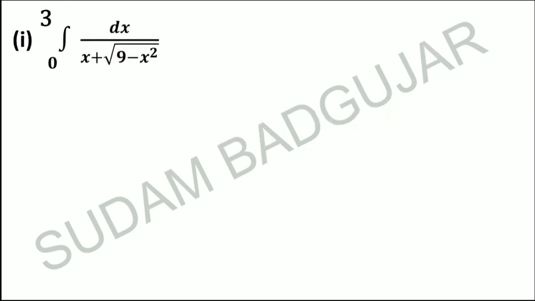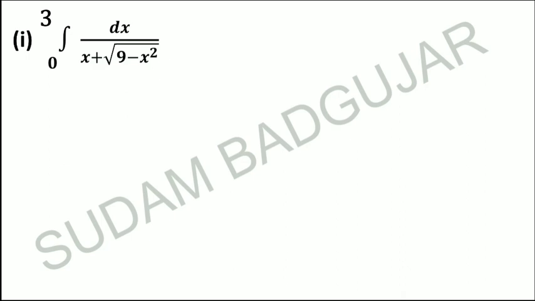Now the next part is the integration of dx upon x plus under root of 9 minus x square, from 0 to 3. Okay, this is algebraic, but here you have to observe that the denominator is a sum of two terms. Don't apply the previous formula, that is 3 minus 0 upon 2. It is not the answer 3 by 2, because the numerator is not one of the terms. If the numerator is either x or under root of 9 minus x square, then it becomes 3 by 2.